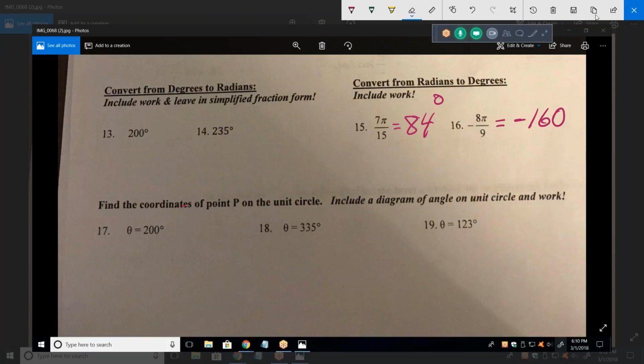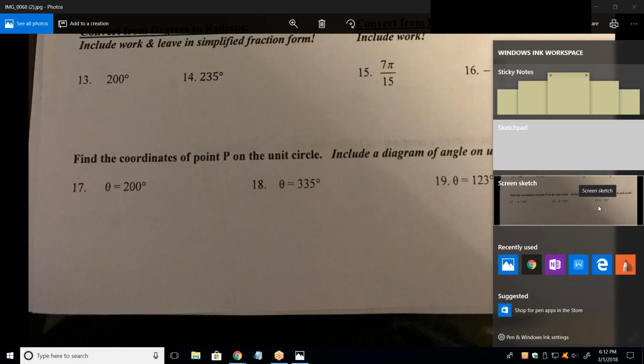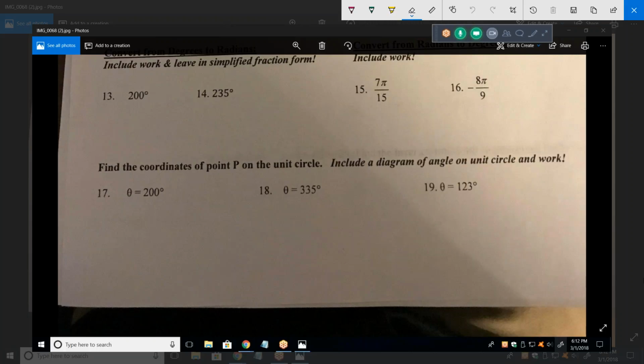All right, let's scroll down more. Wait, so how do we do it the opposite way for 13? You're right. Sorry. You have to use the conversion factor. You've got to know that conversion factor. It's either pi over 180 or it's 180 over pi. It's pi over 180. Now do the math.